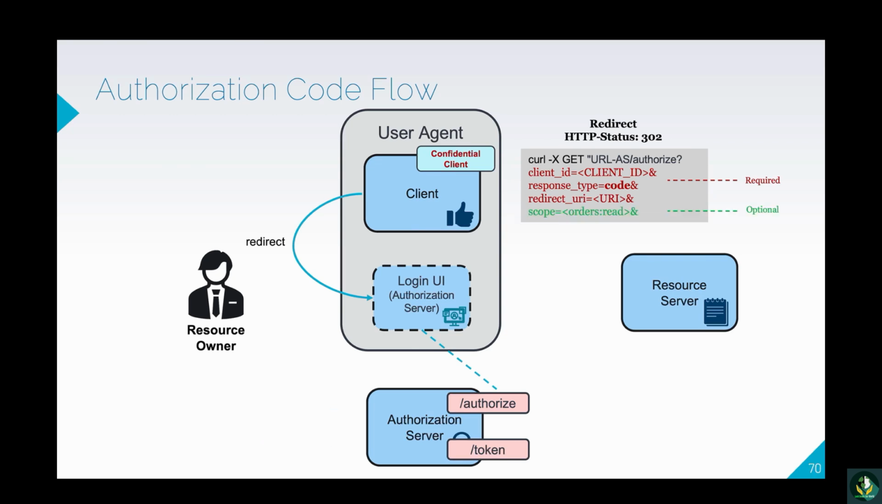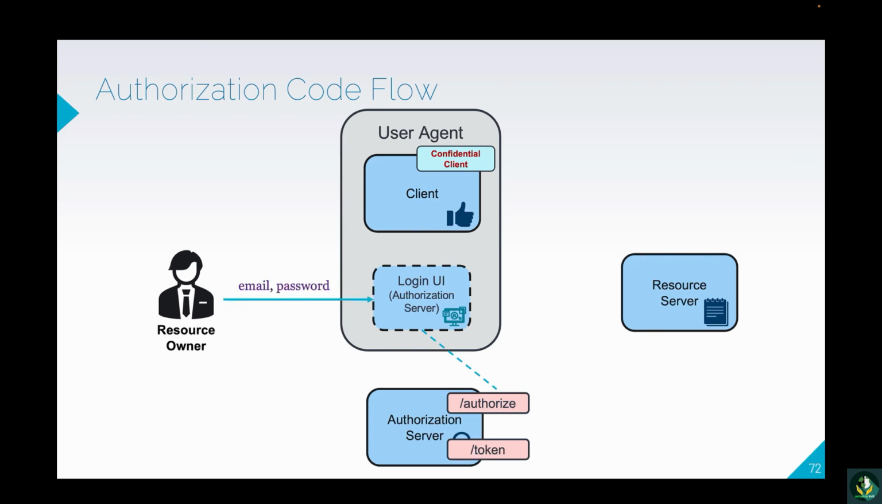Like in the implicit flow, there are also two optional but highly recommended parameters. Scope. This limits the actions a client can perform in the API, such as orders read. State. A random string that helps maintain state between the request and callback, which also protects against CSRF attacks.